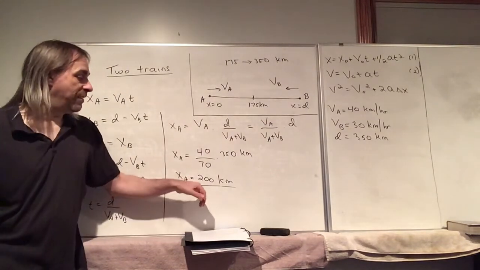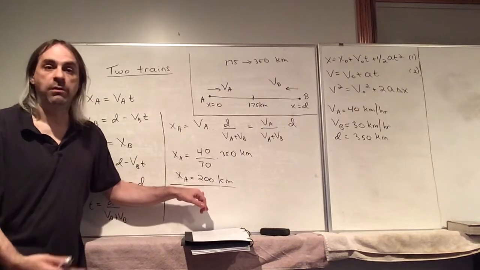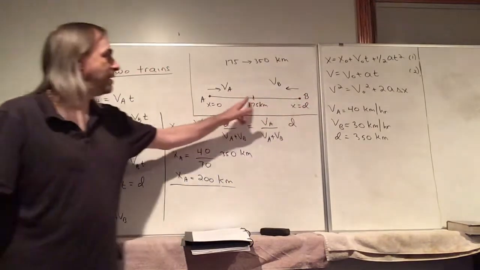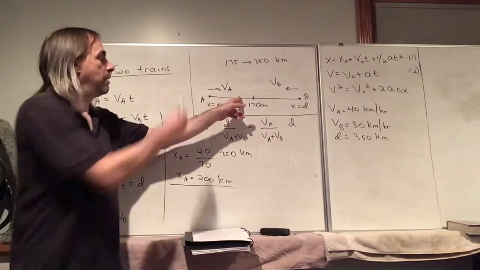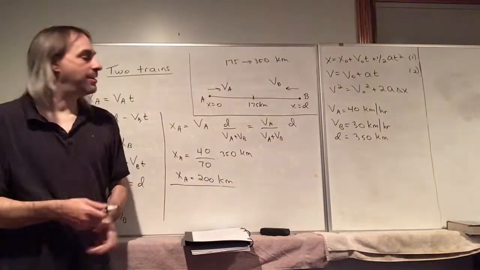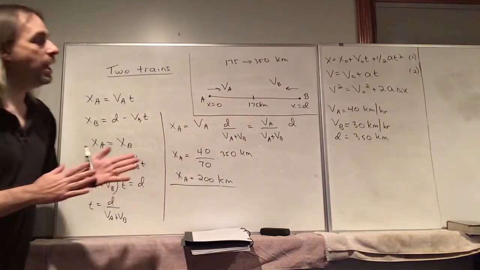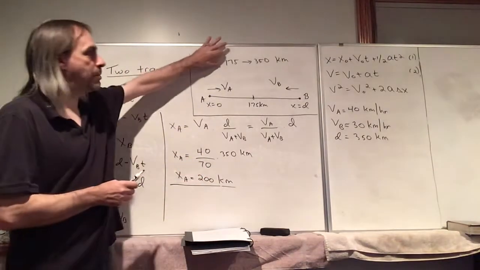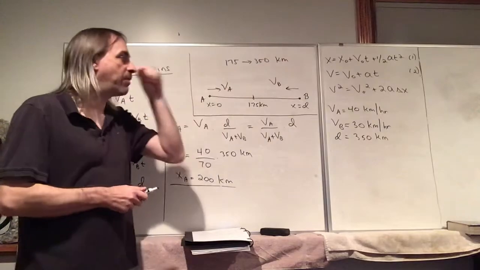If we got 150 kilometers, that's definitely wrong. There's no way this train is going to reach this point before this train that's moving faster and would have to cover a shorter distance. And so now this is an absolute limit. Our answer must be in this range.